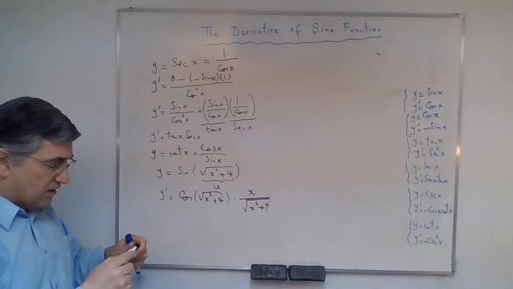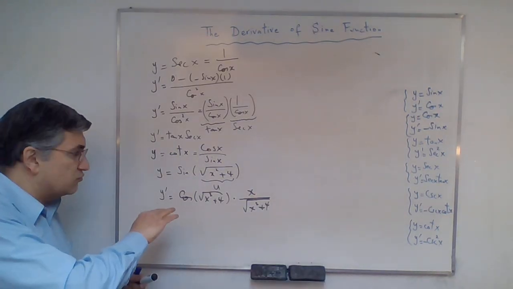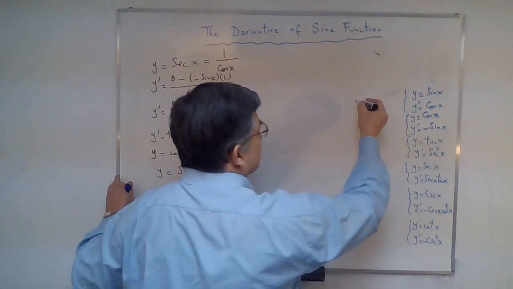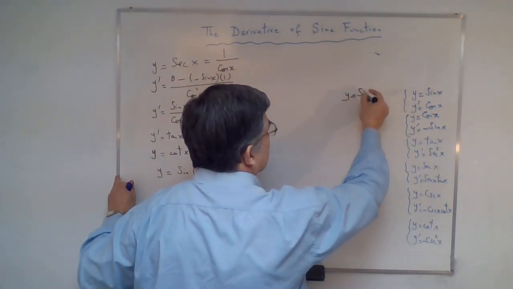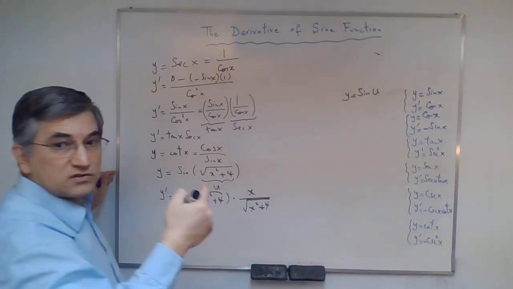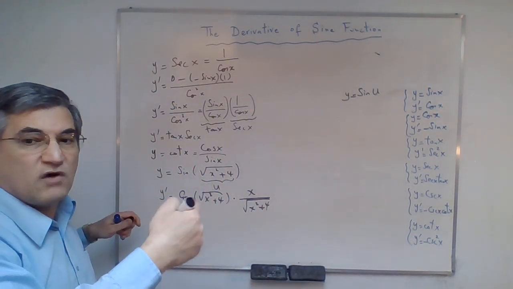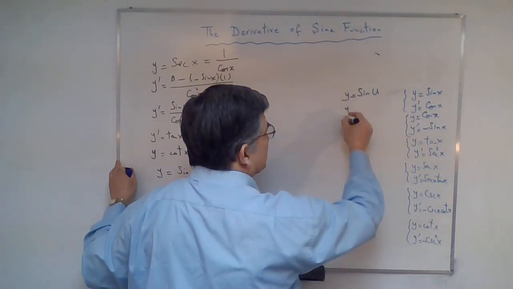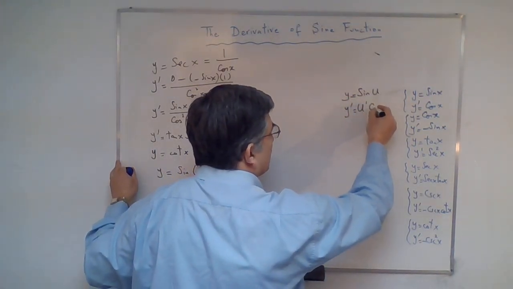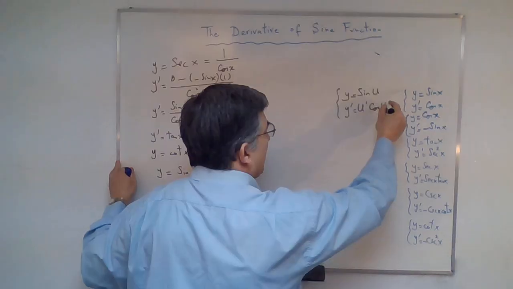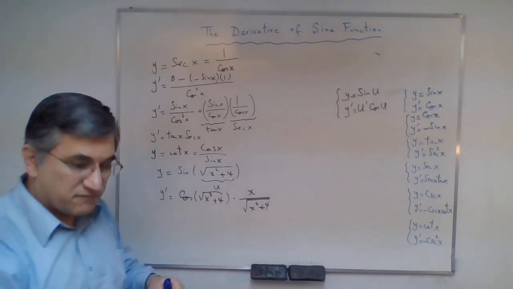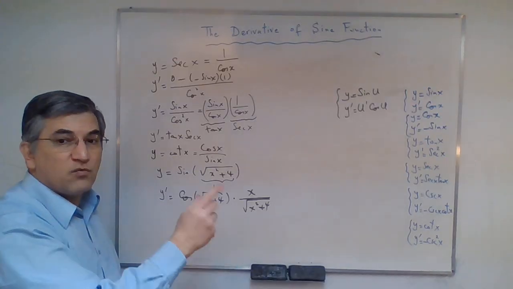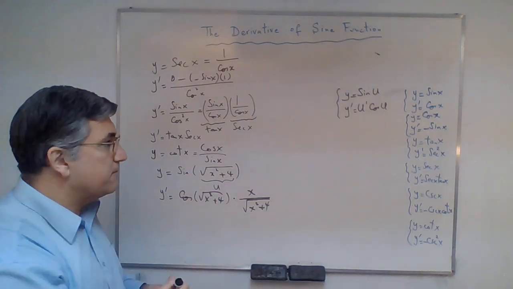To formulate this idea of combining the chain rule with trig derivatives, I'm going to write down here y equals sine of u. And what does u stand for here? U is a function of x, just like this square root function. So the derivative of sine of u is going to be u prime cosine of u. I gave you some shortcut formulas, very handy, very useful, combining trig derivatives with the chain rule.